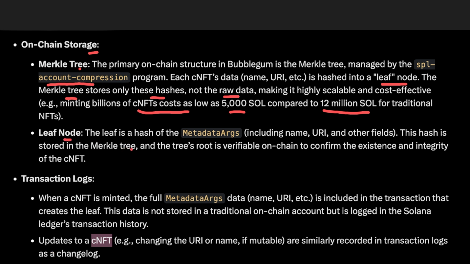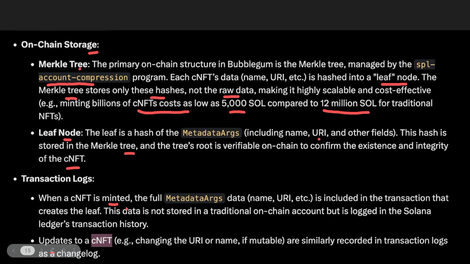The leaf node. The leaf is a hash of the metadata args, including the name, URI, and other fields. This hash is stored in the MerkleTree, and the tree's root is verifiable on-chain to confirm the existence and integrity of the cNFT. Transaction logs.